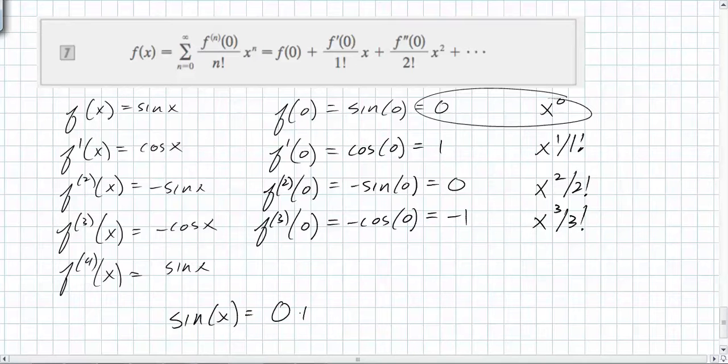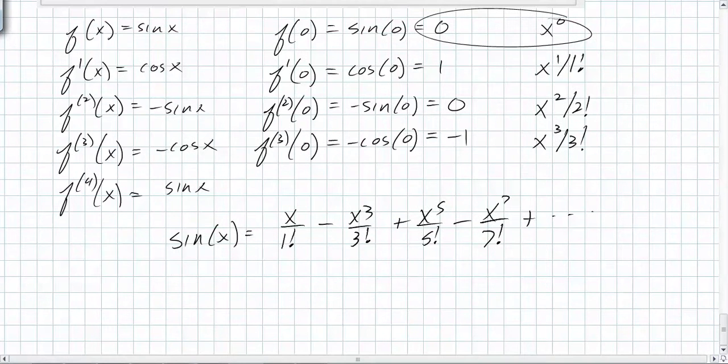Well, 0 plus x over 1 factorial. Let's skip the zeros here. It's going to be plus or minus next. It's going to be minus, so it's x over 1 factorial minus x cubed over 3 factorial. It's going to go plus, minus, and you're skipping. Plus x to the 5th over 5 factorial, minus x to the 7th over 7 factorial. So there's your approximation for sine x right there.